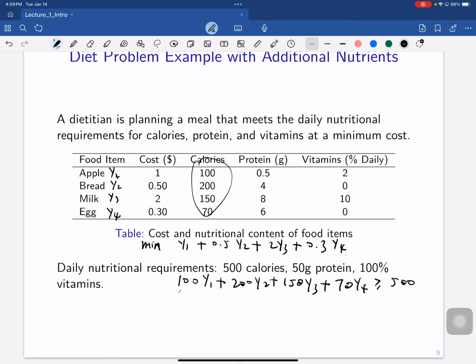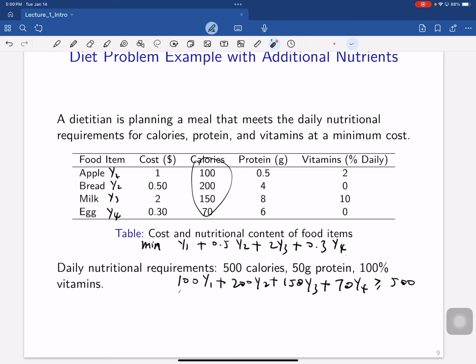Now, similarly, you can do it for protein and vitamin. I'm not going to write it down here, but it should be quite straightforward. So here, as you can see, this problem has some constraints, right? In the previous problem of linear regression, the problem is unconstrained. So here, you need to add some constraints to the problem because we specify we need to satisfy those requirements.